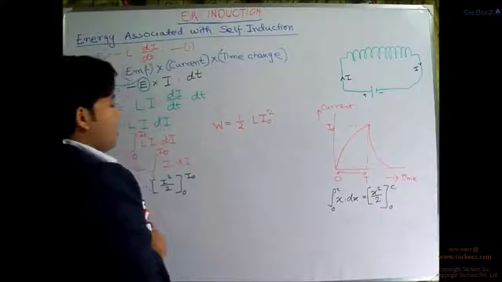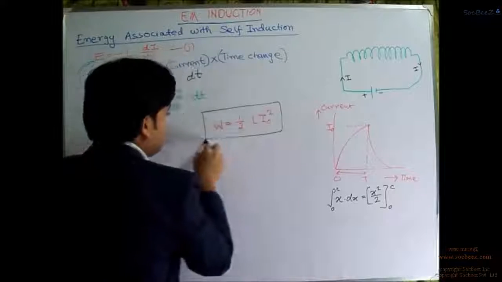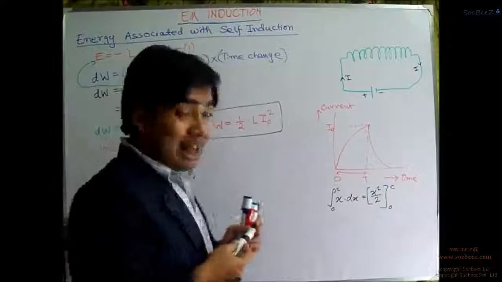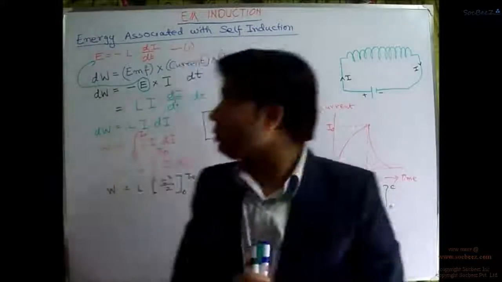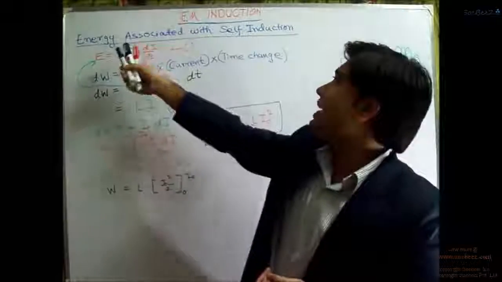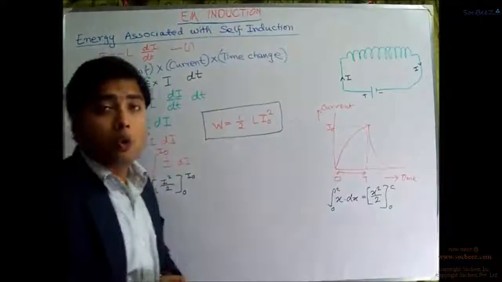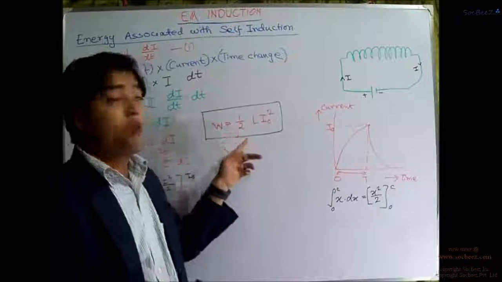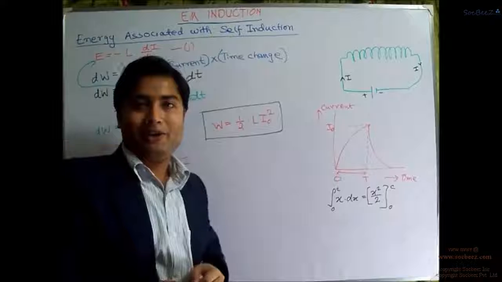So this is the work done, and we know that the work done is actually stored as energy. So we could say that the energy associated with self-induction in this scenario will be equal to 1 by 2 L I naught square, right?